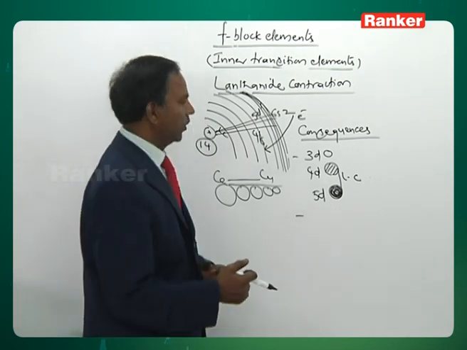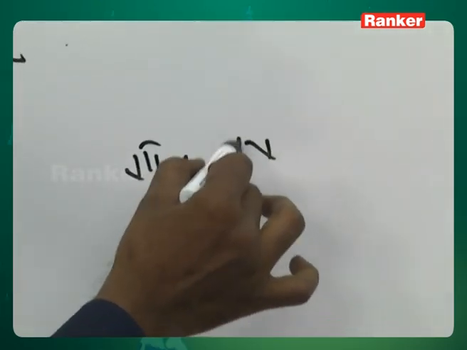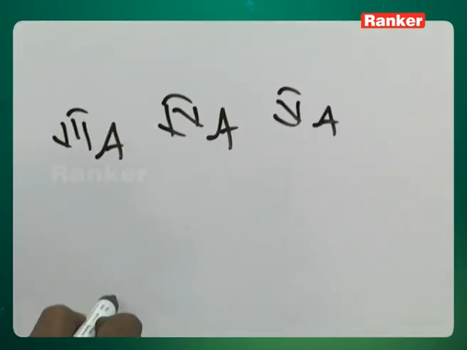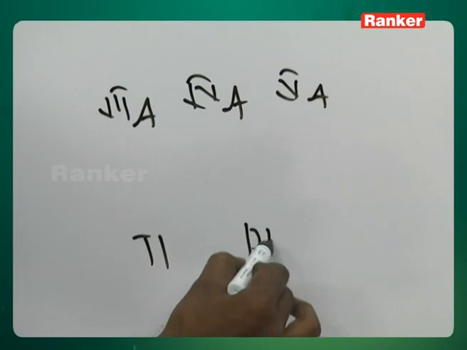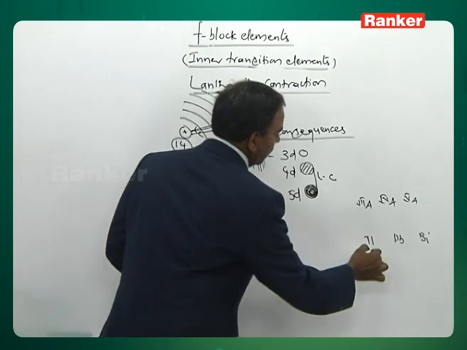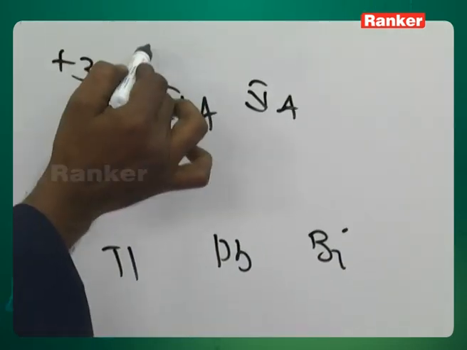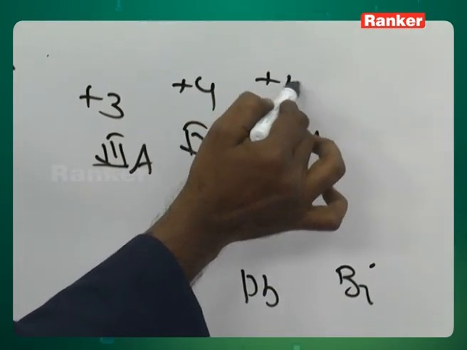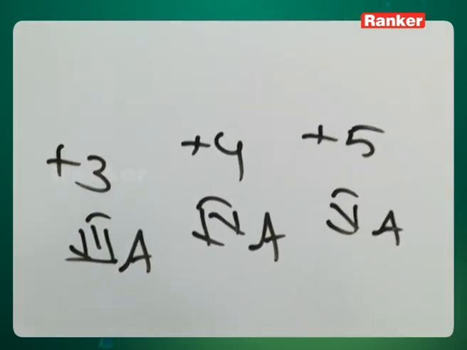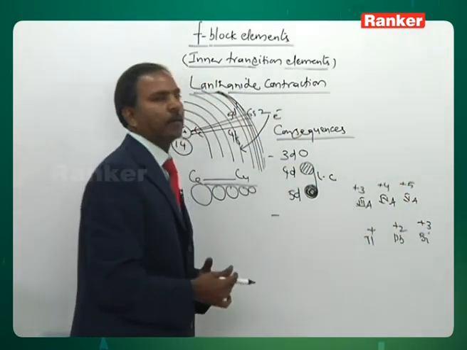Coming to the next point, you might be knowing this very well in the case of the 3A group, the 4A group, and you can also take the 5A group of elements. Consider thallium, lead and bismuth. What is the common oxidation number of these groups? The 3A group common oxidation number should be +3, the 4A group should be +4, and the 5A group should be +5. But the stable oxidation state of thallium is generally found to be +1. In the case of lead it is +2. In the case of bismuth it is +3.